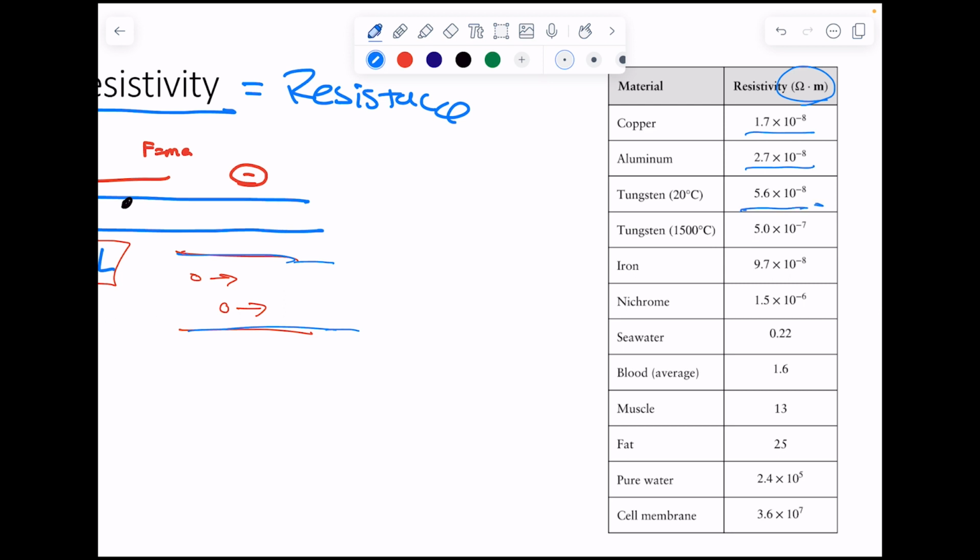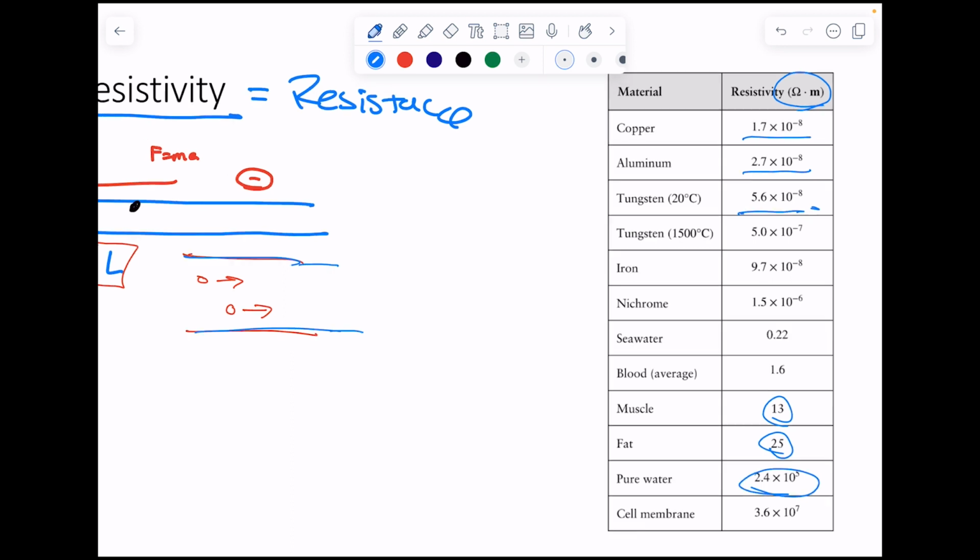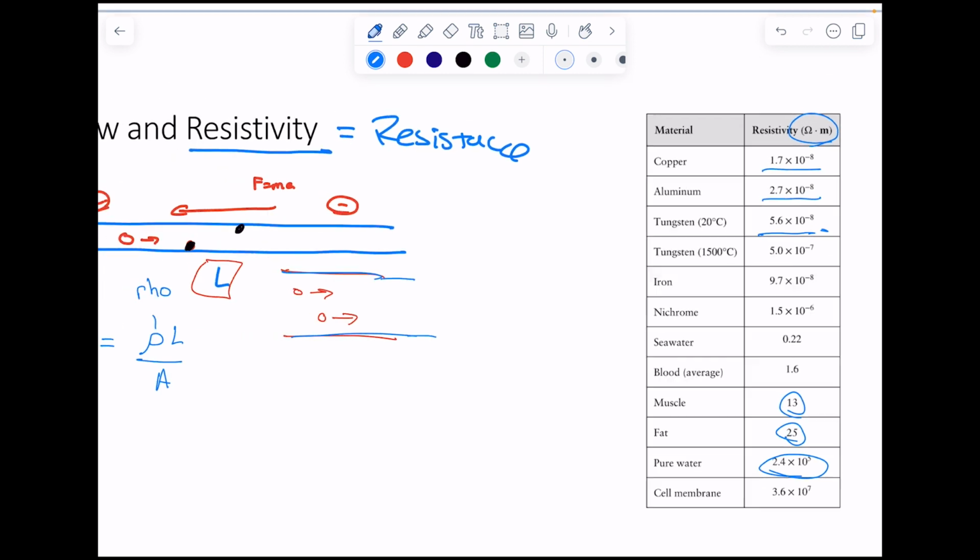You get the idea. You want something with a lower resistivity, the rho, because that makes it a better conductor. Muscle is 13. That's a big, big number. Fat's an even bigger number for electricity to pass through, and pure water is huge. That's why you don't want to put electricity into water.